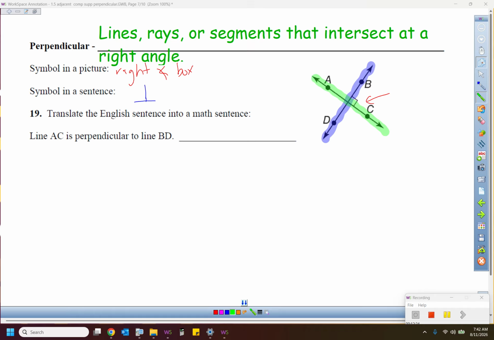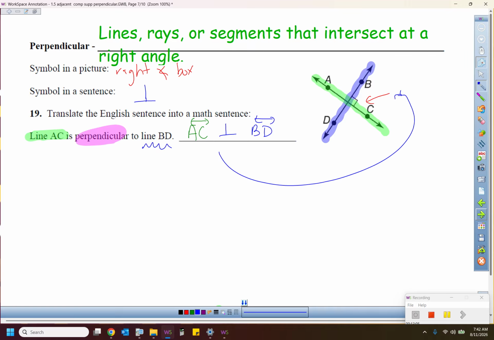Well, if you remember, mathematicians hate to write. So they say translate all this English into math. So line AC, pretty simple right here, isn't that the two capital letters next to each other with the line bar, is perpendicular to, so perpendicular, we will use the upside down capital T. And then the last thing right here, line BD. So that's what it looks like in math, right? Line AC is perpendicular to line BD. What does it mean? It means they intersect at a 90-degree angle or a right angle in that case.